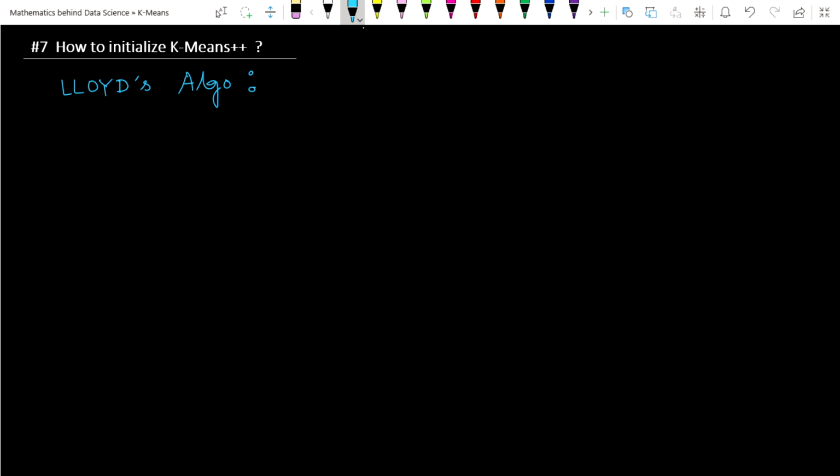If you remember, in Lloyd's algorithm there are 4 steps. The first step is the initialization stage. This is the first step.